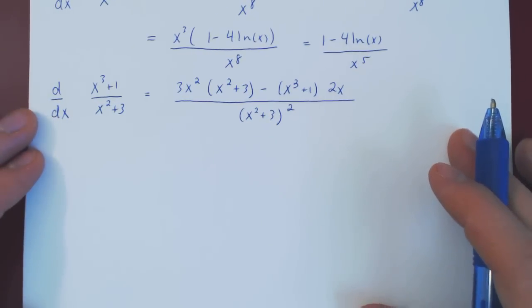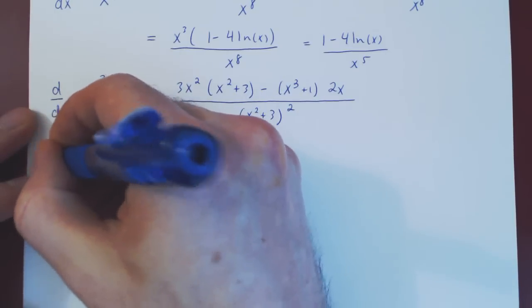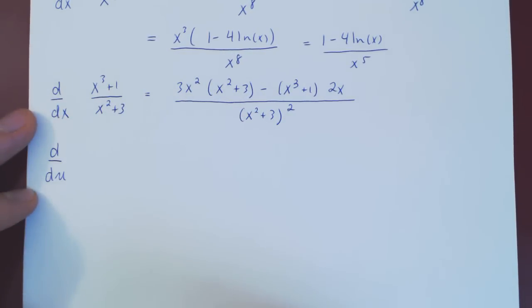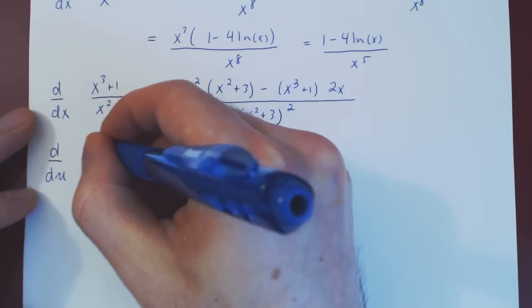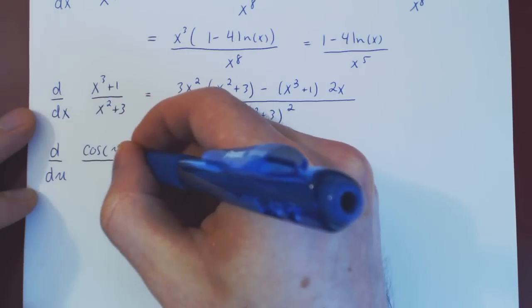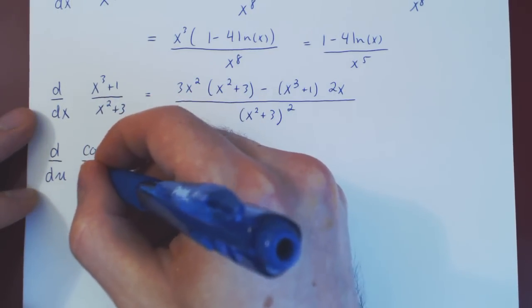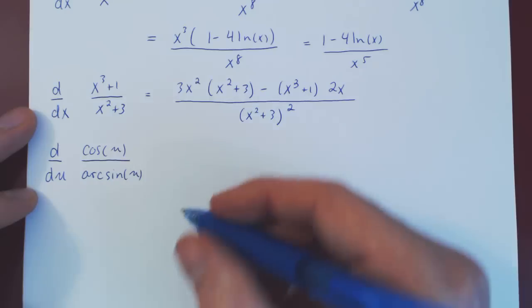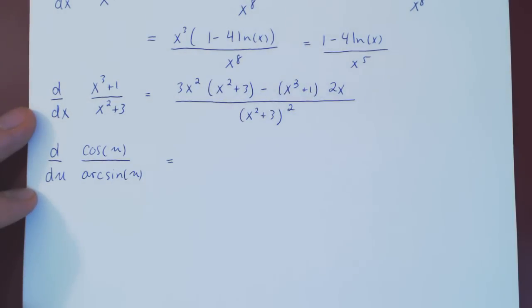Let's look at one more example. Now we'll differentiate a function of u, of course with respect to u. And we'll take cosine of u over arc sine of u, the inverse function of sine. So again, we apply the quotient rule.